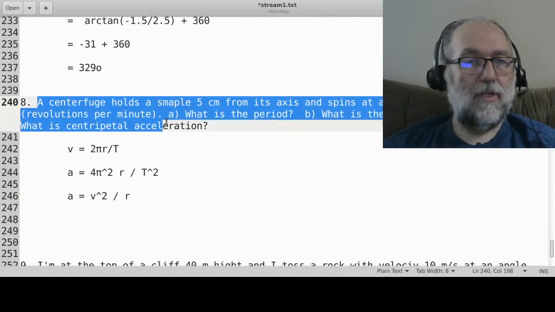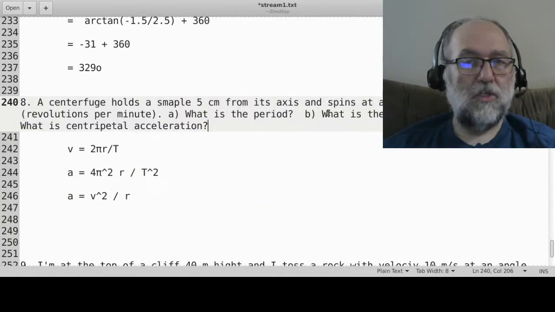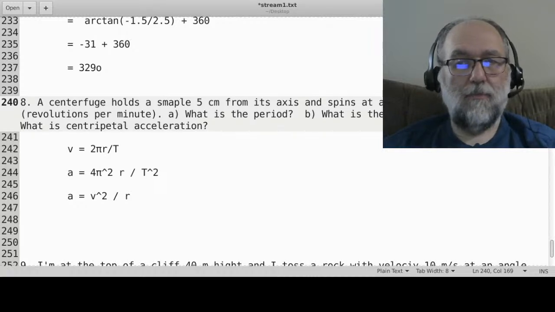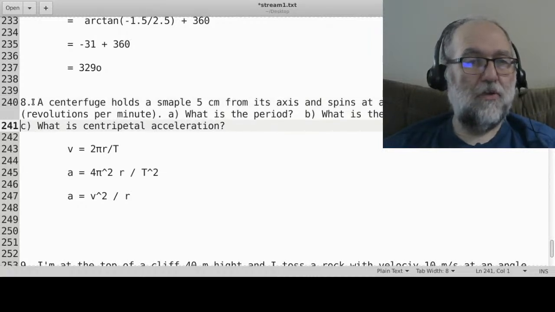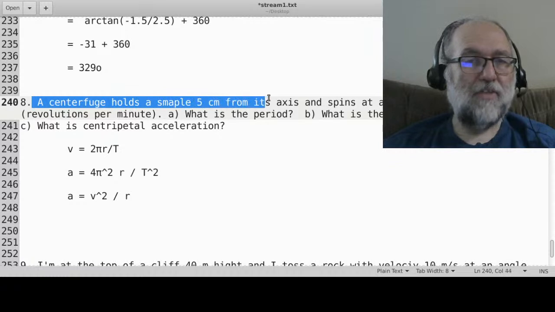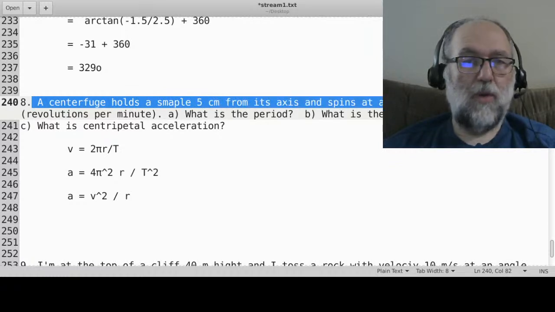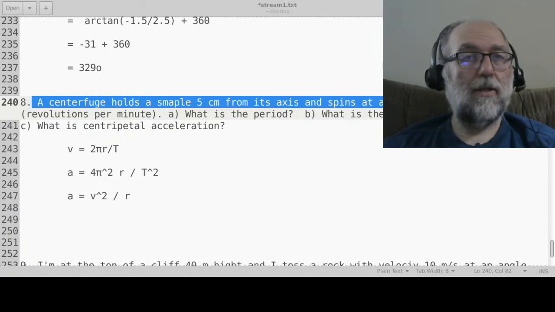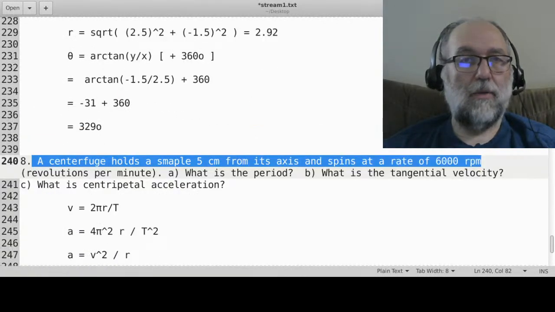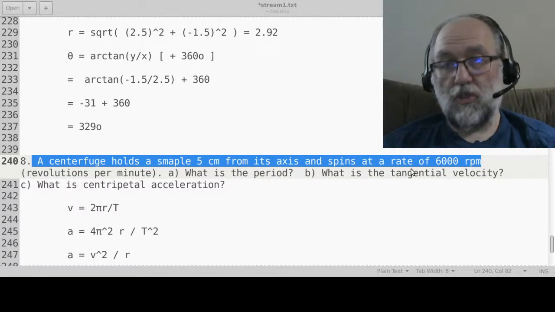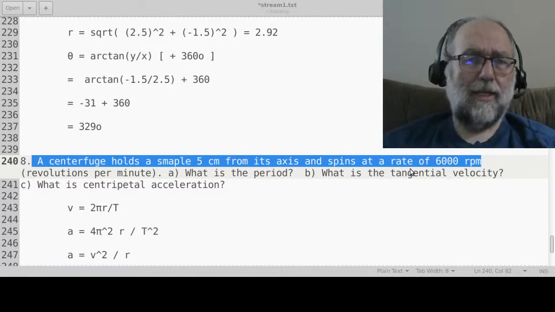So let's read the problem and answer it. There's three questions here, part A, B, and C. So a centrifuge holds a sample 5 centimeters from its axis and spins at a rate of 3,000 RPM. Oops, sorry, hold on, let me scroll that down so you can read it. There we go. RPM just means revolutions per minute. I'll unpack that in a second.